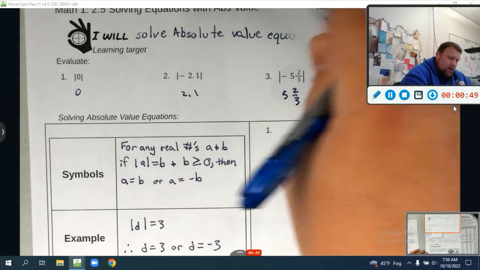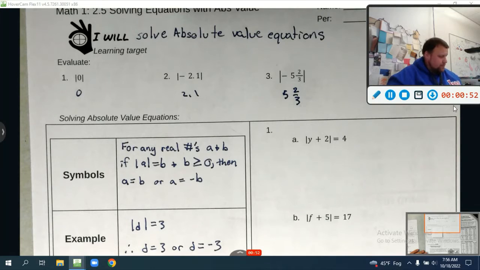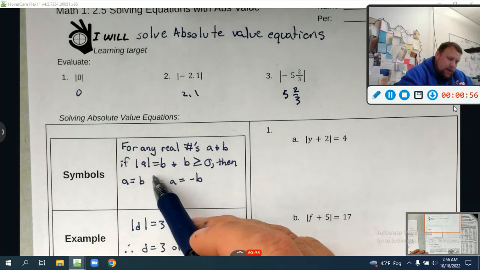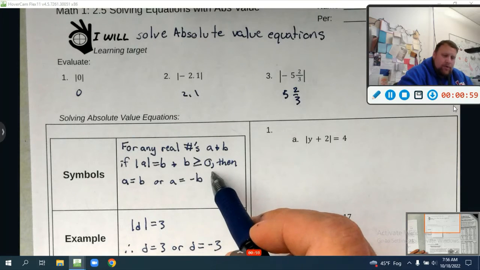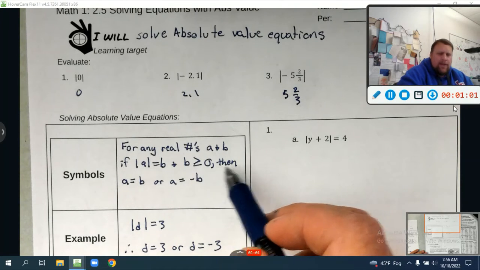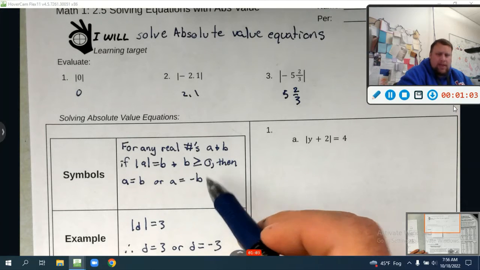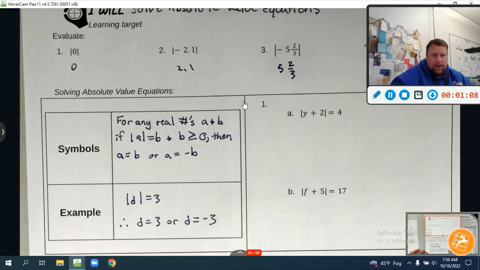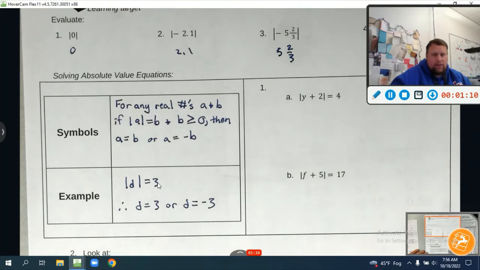Let's talk about solving absolute value equations. In this case, for any real numbers a and b, if the absolute value of a equals b, and b is greater than or equal to 0, I'll explain that part a little bit later, then a equals b or a equals negative b. Boom. So what does that really mean to you guys? That means if the absolute value of d equals 3, then it's true that d can be either 3 or negative 3. Because what's the absolute value of 3? It's 3. What's the absolute value of negative 3? It's positive 3. So either of those values of d would work in this.